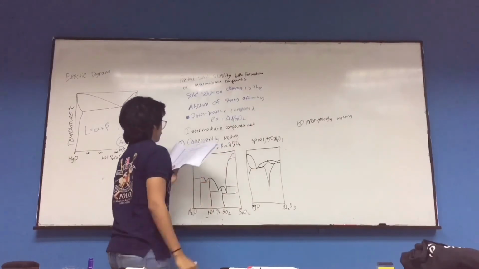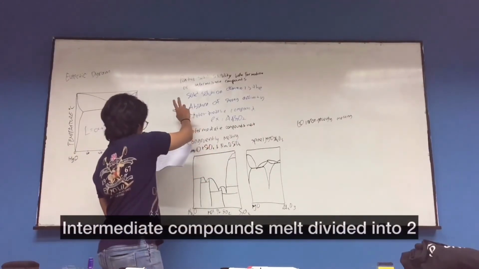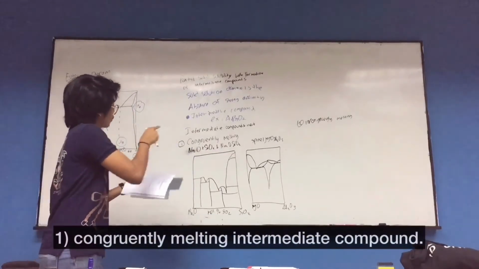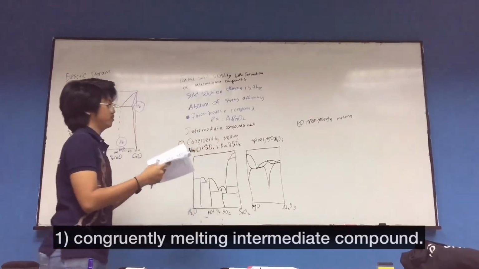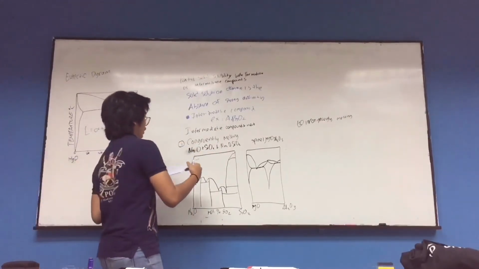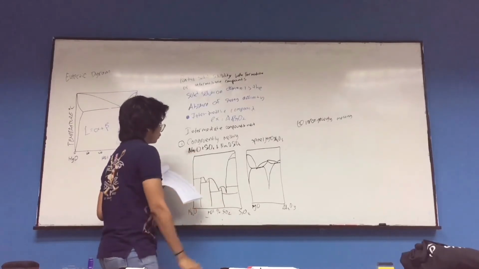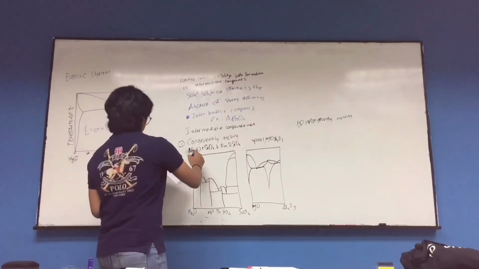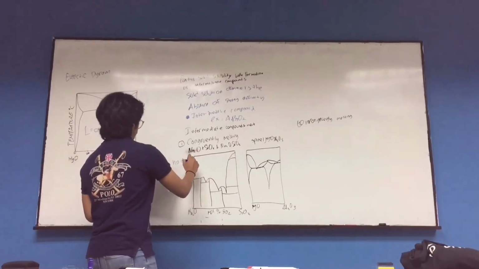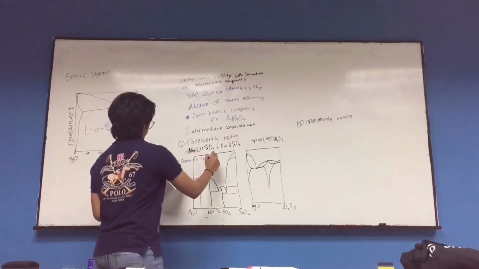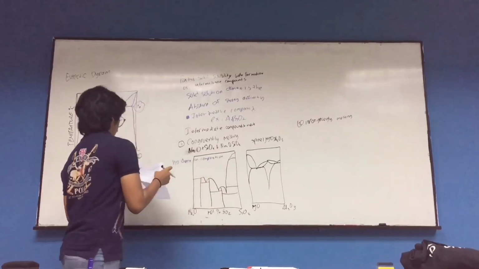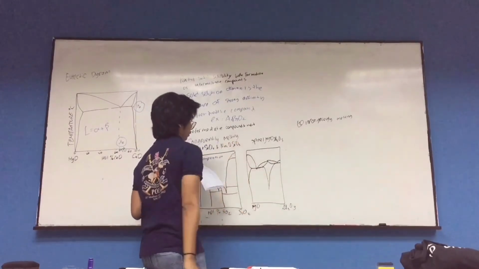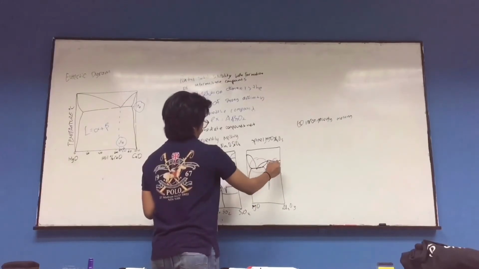Example: AX/BY/O2. An intermediate compound melts in 2 ways. First is a congruently melting intermediate compound. Example: Na2O 2SiO2 and Na2O SiO2. There is no change in composition. The next is spinel, MgO Al2O3. There are two eutectic phases.